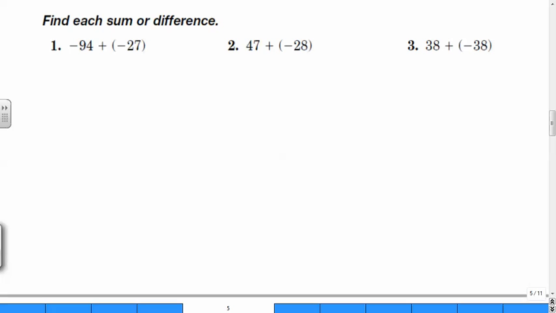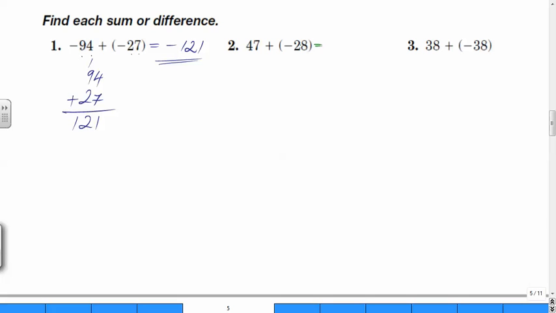Okay, find each sum or difference. Let's do more practice problems. Negative 94 plus negative 27, they have the same sign. The answer will have the same sign, and all you need to do is add 94 plus 27, which you can do this way, or you can just say 7 plus 4 is 11, right? 2 plus 9 is 11, plus 1 will be 12. Now if you don't believe me, you can go here, adding each column right to left. 7 plus 4, 11, right? 1 plus 9 plus 2 will be 12. 121, obviously negative 121. Next one.